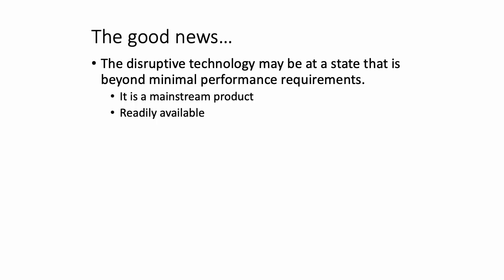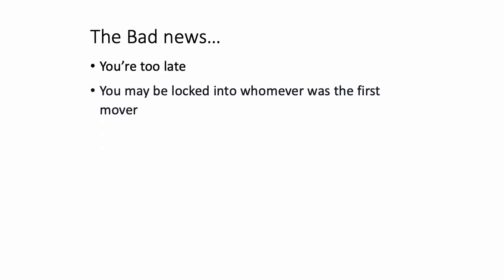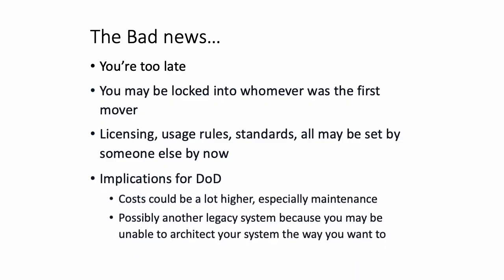Now, the good news in this example is that it's now at a state when you can use it, so it's a mainstream product, and it's readily available, so you're ready to go. The bad news is you're kind of too late. So you're kind of locked into whoever the first mover was. The rules have been set. You've got to play by somebody else's rules. You're going to have to license it from them. They're going to tell you how you can use it. If there's a standard that's being set, it's been set by somebody else, not you.